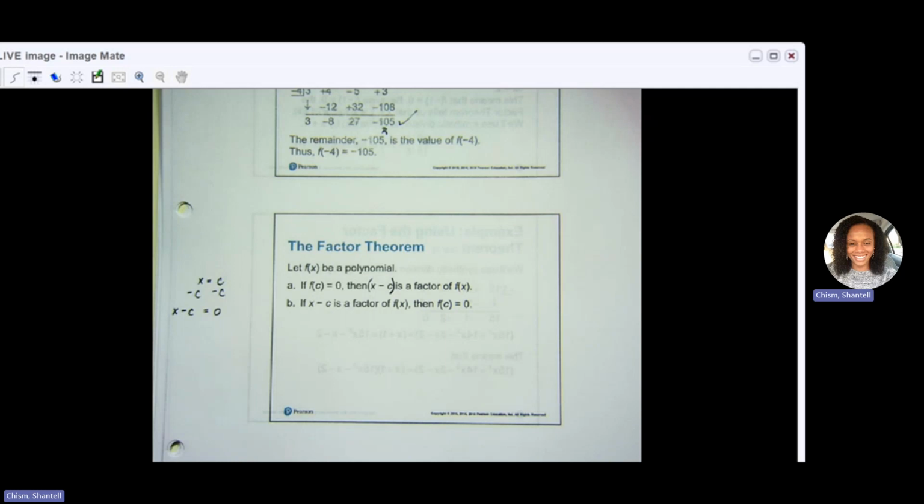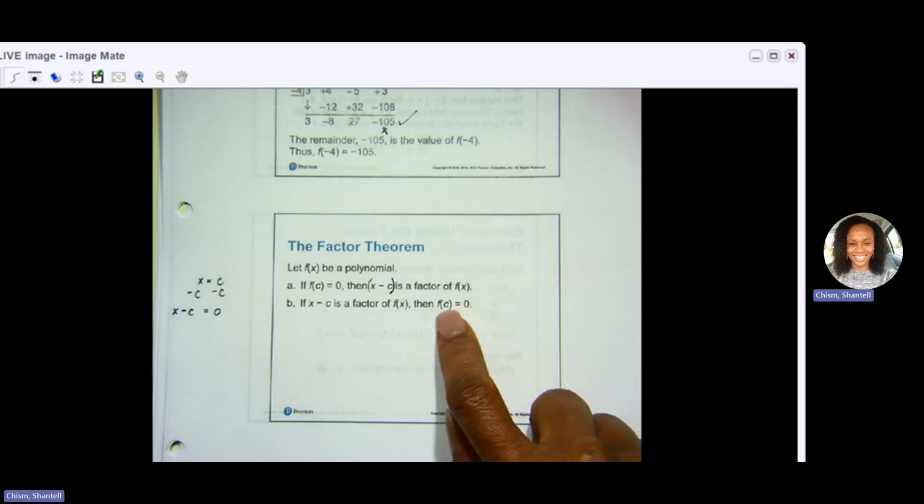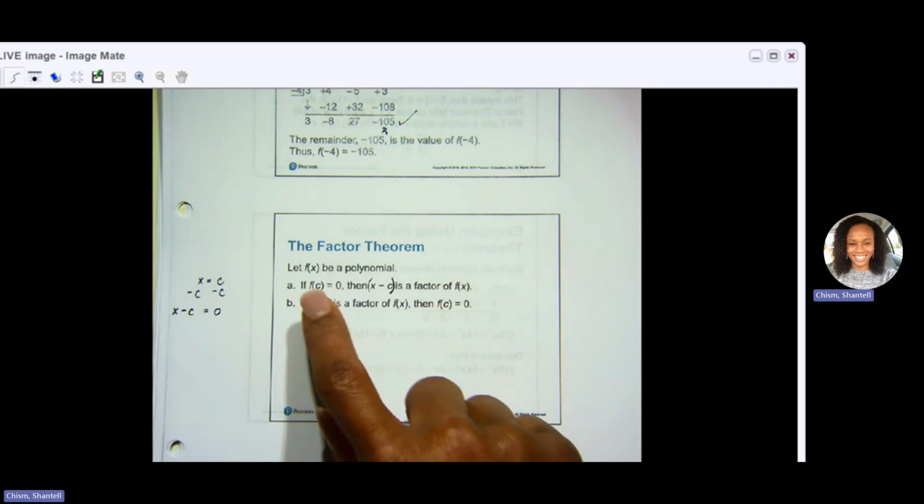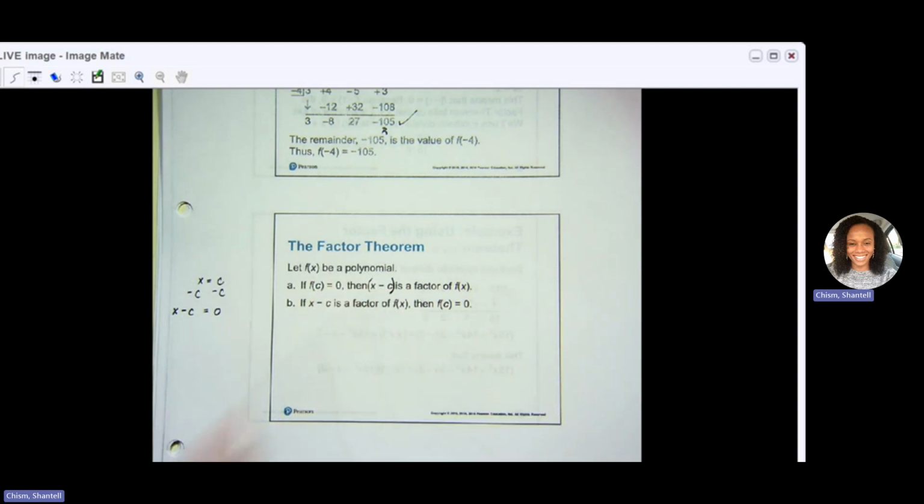The reason this theorem is important is because we will be looking for solutions of these polynomial functions, and they may give us one solution and then tell us to use it to find the remaining solutions. Well, if you're given a solution, that means c is a solution. When I say a solution, I'm talking about they give us a c value. That means we're able to write that as a factor and use it to get the remaining zeros, the remaining solutions.